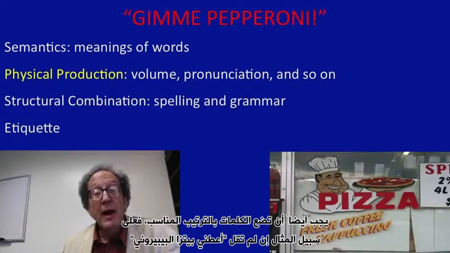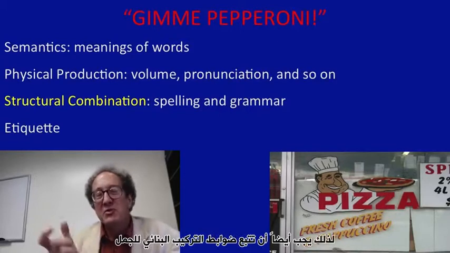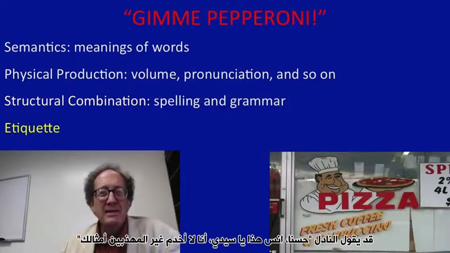You also have to put the words in the right order. If instead of saying, "Give me a pepperoni pizza," you said, "Pizza A, give me pepperoni," they might not understand at all what you're saying. So there's structural combination rules that you have to follow as well. And there are also etiquette rules. In some pizza places, if you just said, "Give me pepperoni," the waiter might say, "Well, forget it, sir. I don't serve such impolite people."